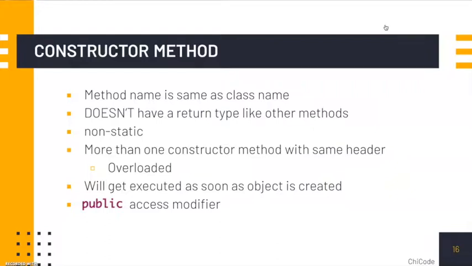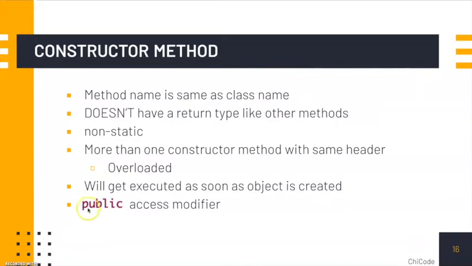A constructor method is something that every object has, no matter what. It does not have a return type, like other methods, which we will discuss later on. It is non-static, which is also another term we will be discussing later in lesson 2. You can always have more than one constructor method with the same header. This is called an overloaded constructor method. We will talk more about same headers, different headers, and what a header is very soon. So when you create an object, the first thing that will be executed is your constructor method. The access modifier should always be public, as you can see here.